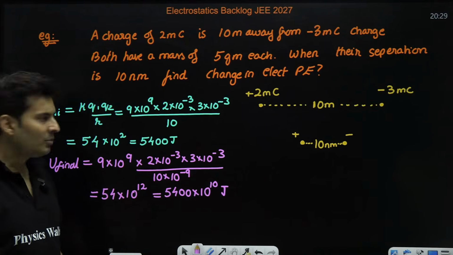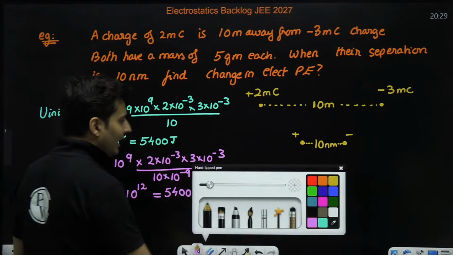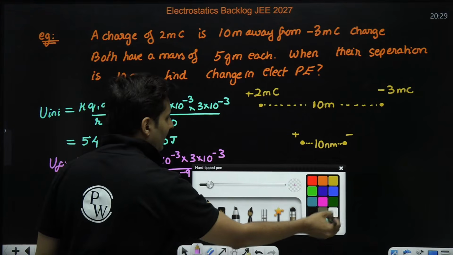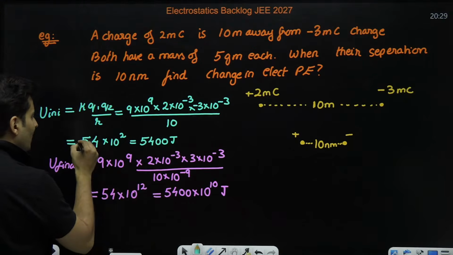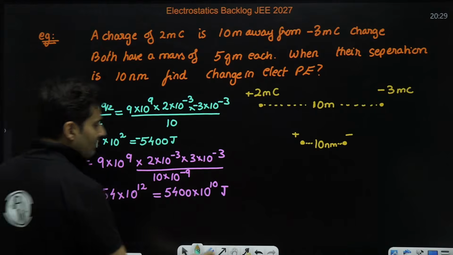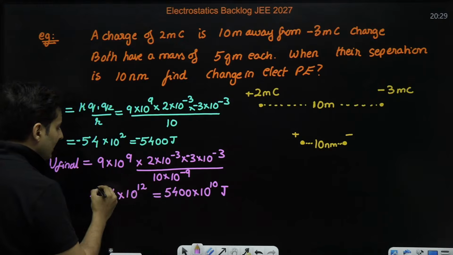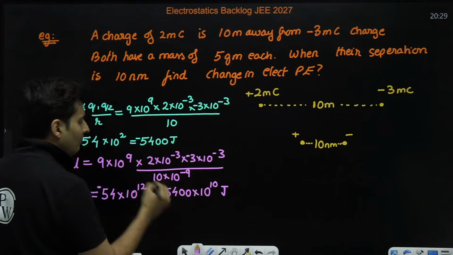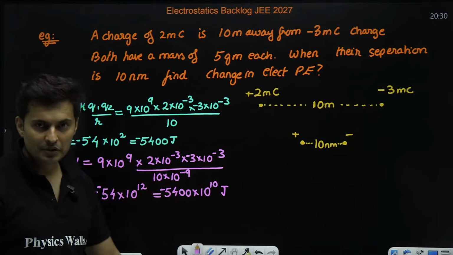But there is one small thing which we have missed, and that is the sign. So do not forget, one of the charges was negative. So initially when I had to put the charge, it was negative. So the final answer would have been actually minus 5400. Same thing over here too. This charge was negative. Do not forget that. So these energy equations are always sign sensitive. So this is also negative 5400 into 10 to the power 10 joules.